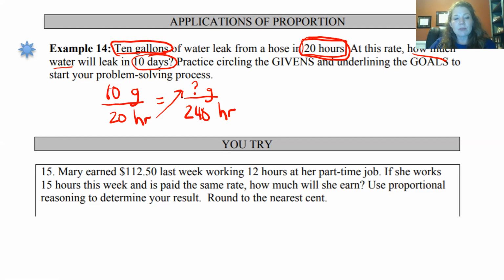If we cross multiply, 240 times 10 is 2,400, equal to 20x. Whatever we multiply x by is what we're going to divide by. So 2,400 divided by 20 is 120.